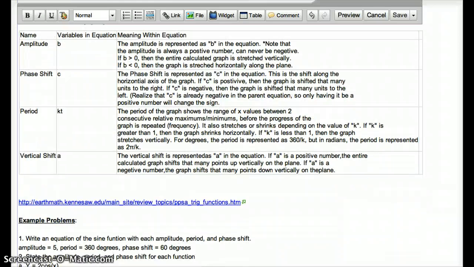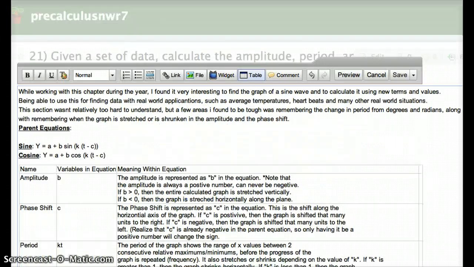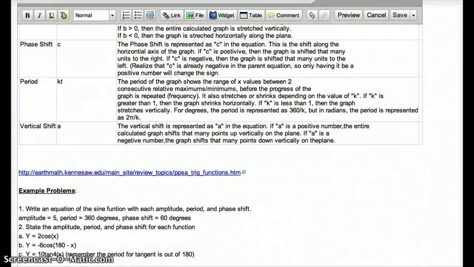Lastly, we have the vertical shift, which is represented as a in the equation. Really, you can see it at the start, like I drew here, y equals a plus b, or you can see a over here. Hopefully that makes sense. It could be plus or minus. The result of this, again, just moves the entire graph up or down. So say a is a positive number, the whole calculated graph moves up vertically on the xy plane. But if a is a negative number, then the entire graph shifts down that many units.